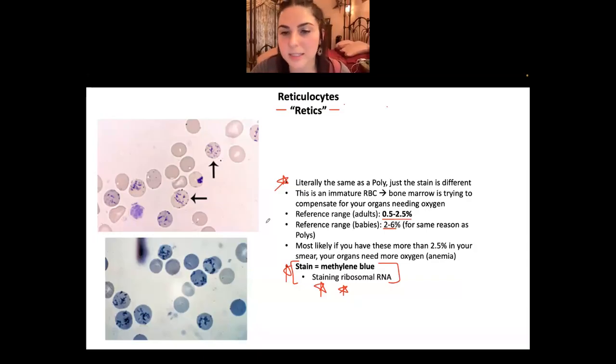And again, it's kind of the same exact reason as with polys. The hemoglobin F is holding onto the oxygen, so the bone marrow, and it's not like a pathology state. It's just that's hemoglobin F. That's what it does. So this is how the body compensates when you're a baby. So if you have more than this 2.5% in your smear, clearly your organs need more oxygen. Unless you're a baby, then it's kind of normal. So again, think more of an anemia type thing.